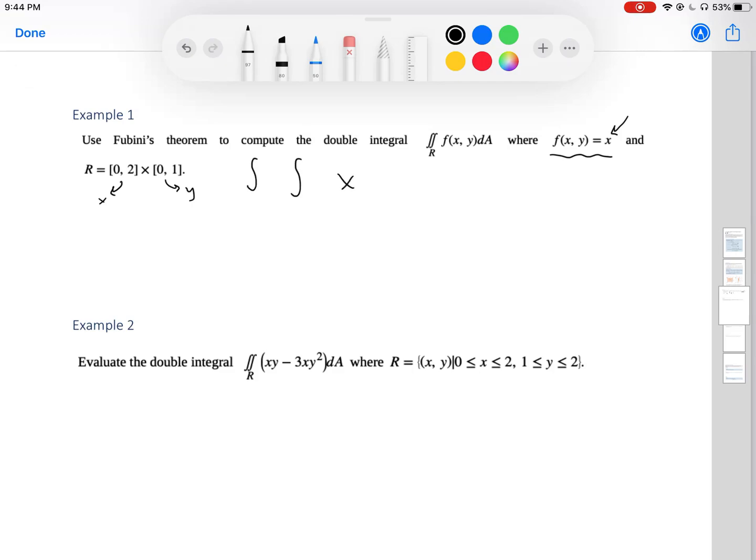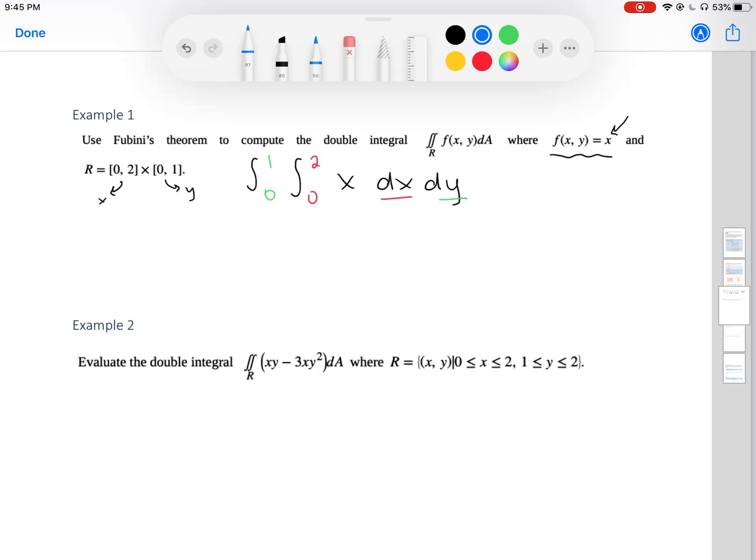And you can choose, it doesn't matter which you want to work with first. Since we're working with x and we're integrating with x, why don't we start with x? Now you have to make sure you match your integrals with your bounds. So we're starting with x. x has to be the first integral. So our bound is from 0 to 2. And then we have our y, so then we list our y from 0 to 1.